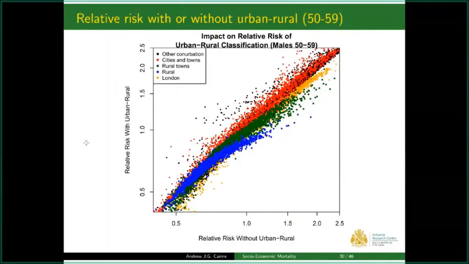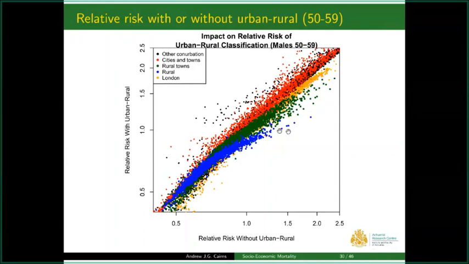In this chart, I'm doing a scatter plot. Each dot represents one LSOA, and we fitted the model twice. The first time round, we ignore the urban-rural classification, and the second time round, we include the urban-rural classification. Now, if the classification didn't matter, then all of these dots would lie on the straight line x equals y. But for example, if we look at the blue dots, we can see there's a bit of curvature. It's not as steep as the x equals y line.